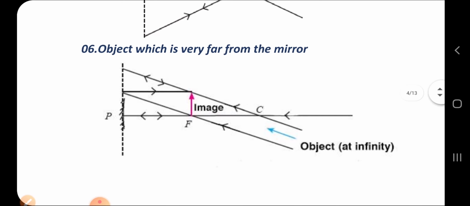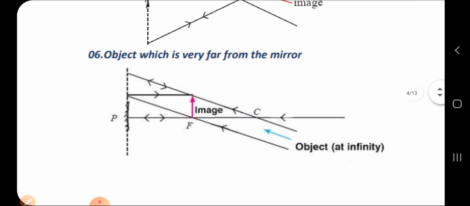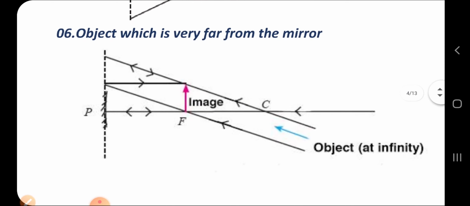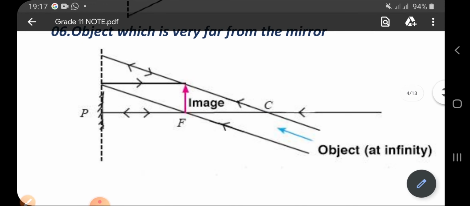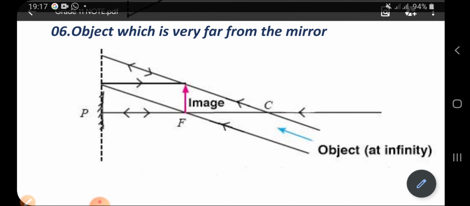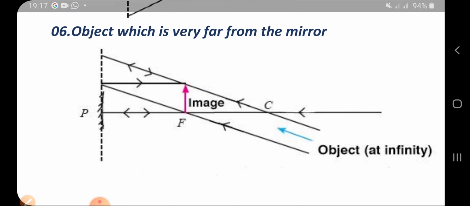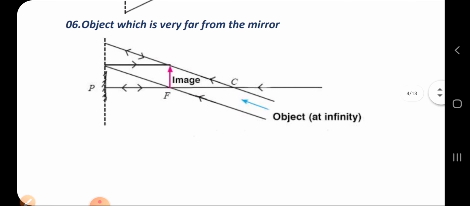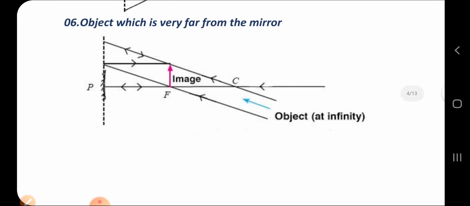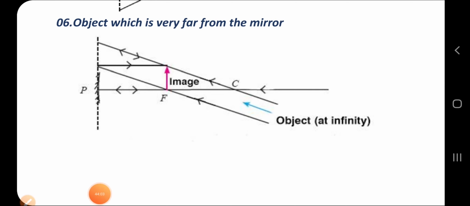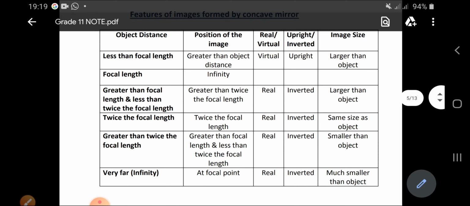So here also we apply the same rules and draw the position of the image. If we talk about the nature of this image, this is a diminished image and it is inverted, right? So if you consider the nature of this image, this will be an inverted image, smaller than the object, and it will be a real image, right? So those are the 6 main positions in which we talk about concave mirrors, right?